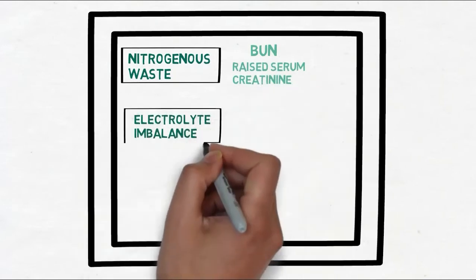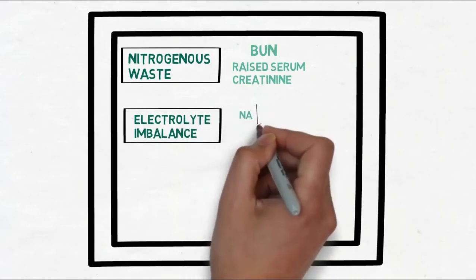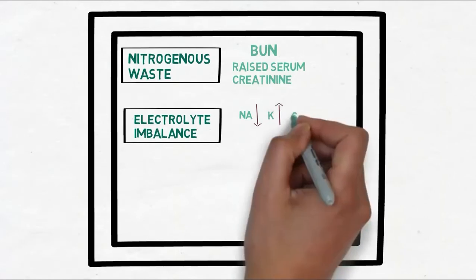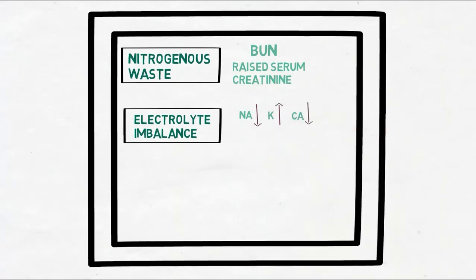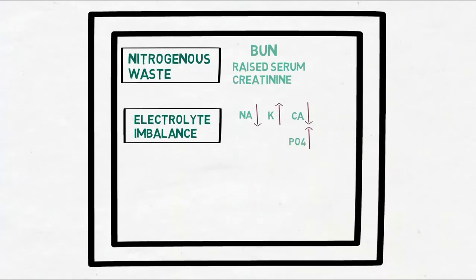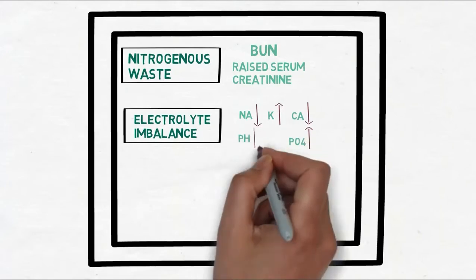Various types of electrolyte imbalances can occur in acute renal failure, like the serum sodium concentration gets decreased, serum potassium gets raised, serum calcium gets decreased, the serum phosphate concentration is raised, but the serum pH gets decreased, that is, the blood becomes more acidic.